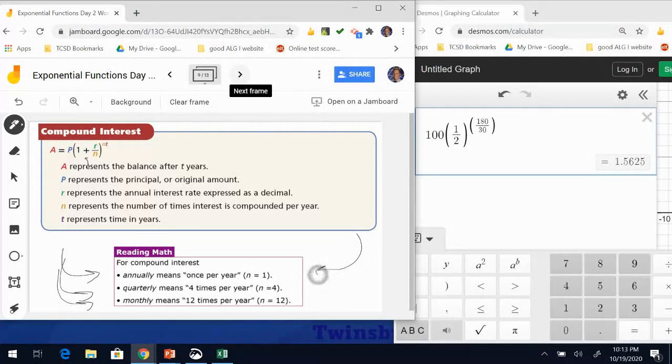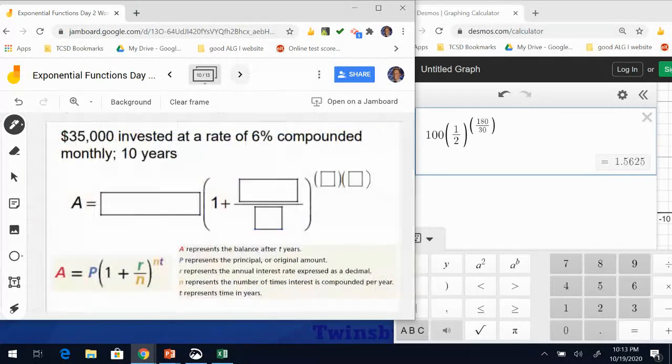Down here, I do give you some bits and parts to pay attention to. Annually means once a year, so your N is 1. Quarterly, just like there's 4 quarters in the dollar, that means your N is 4. Monthly obviously means 12. If you had something that said daily, that means 365. So that's what you really want, is the more you can compound that money, the more money you're going to make.